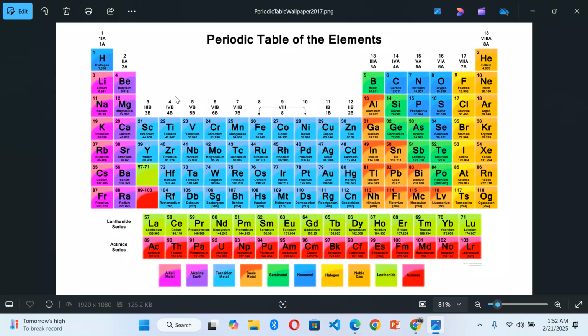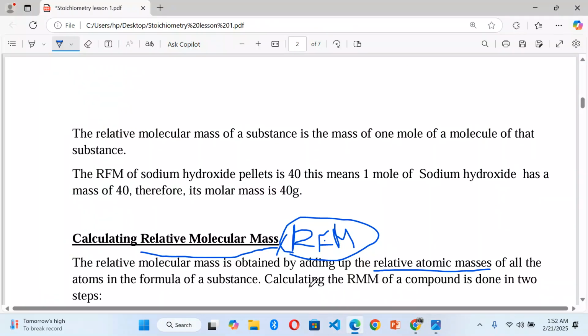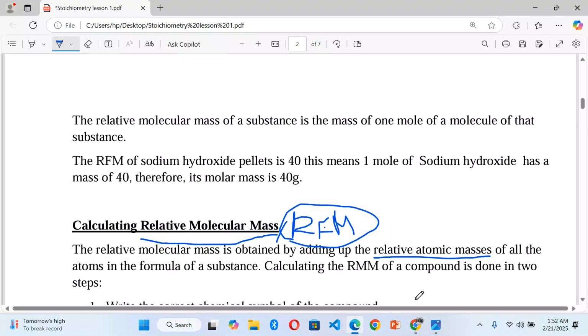Let's look at carbon. Carbon has atomic number 6, but mass number of 12. So with a periodic table, you'll be able to get the atomic mass of different elements. For you to say it is relative atomic mass, just don't put units, because the relative atomic mass of any given element doesn't have units. It is a ratio.